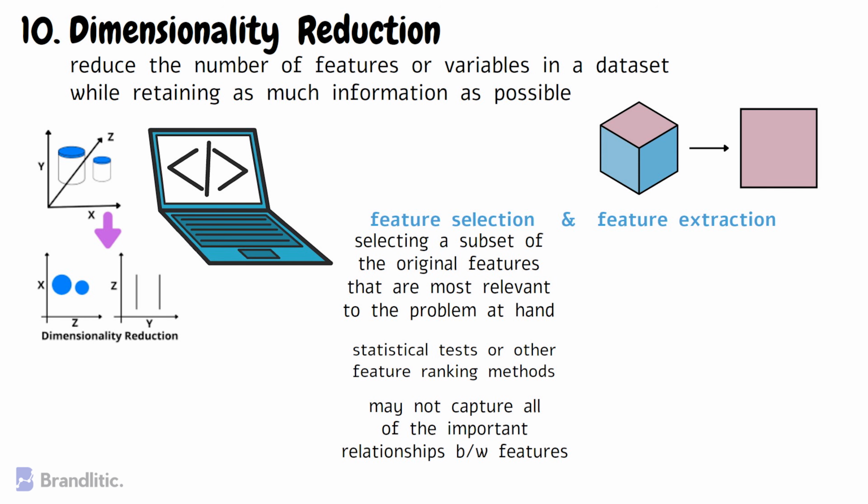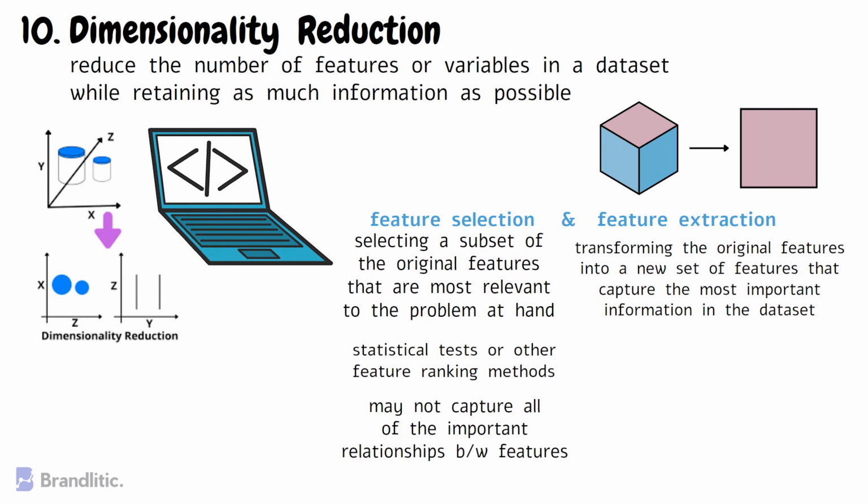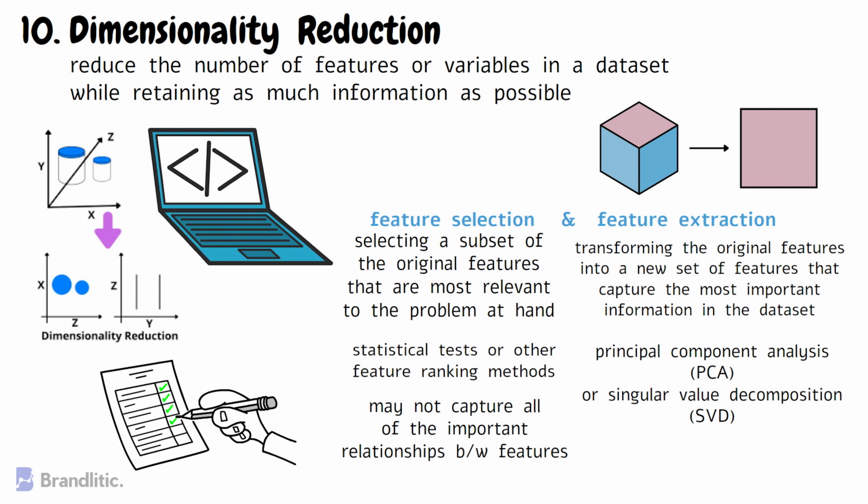Next, feature extraction involves transforming the original features into a new set of features that capture the most important information in the dataset. This can be done using techniques such as principal component analysis or PCA, or singular value decomposition or SVD. These techniques identify the most important directions or axes in the data and project the data onto these new axes.